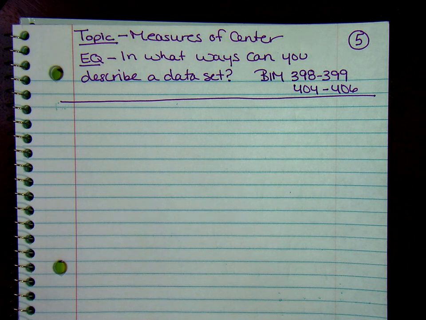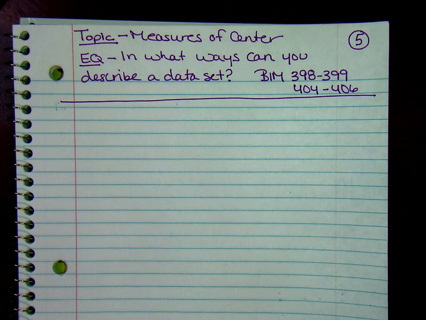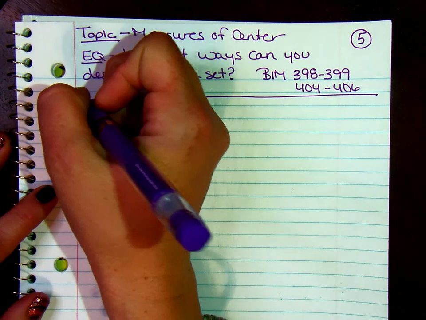And remember, our data comes when we do a statistical question and we do a survey or a poll and we collect that information. If you need additional help, you can go to Big Ideas Math, pages 398 to 399, or 404 to 406 to get some help. Remember, our essential question that we're trying to answer by the end of these notes is, in what ways can you describe a data set? Also remember that if at any point you need more time, you can pause the video or go back. Let's begin.